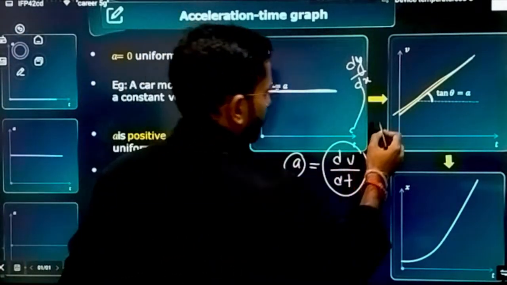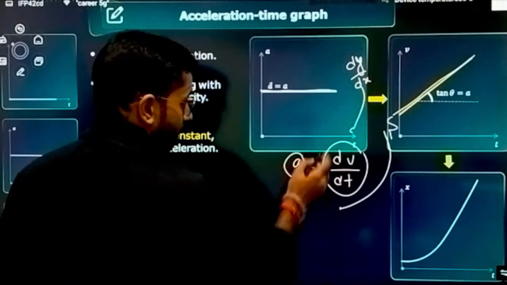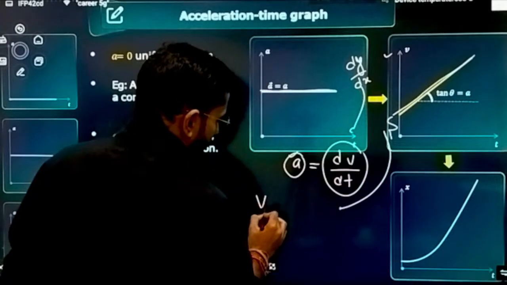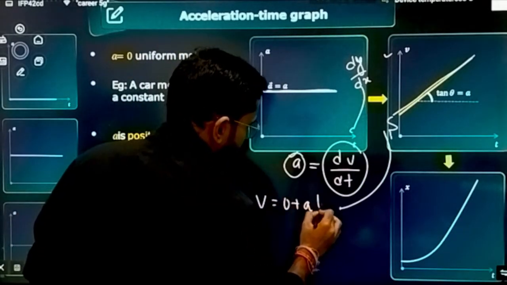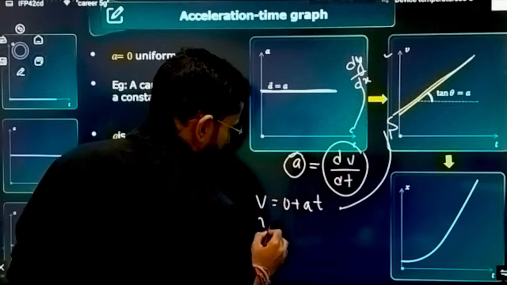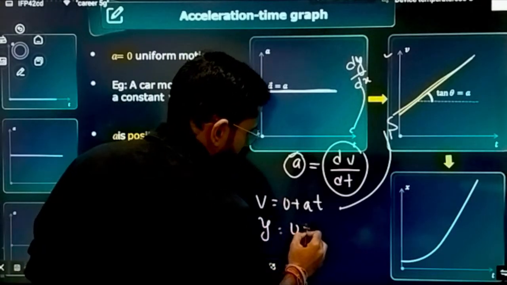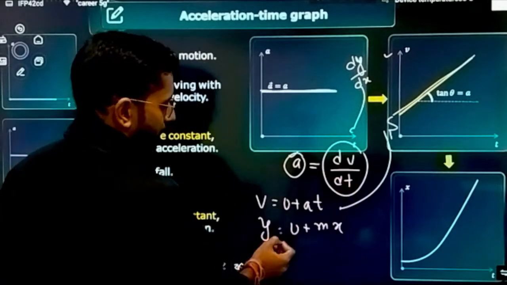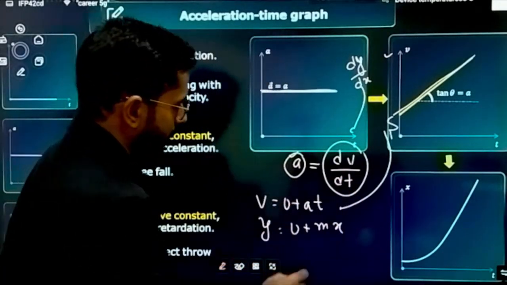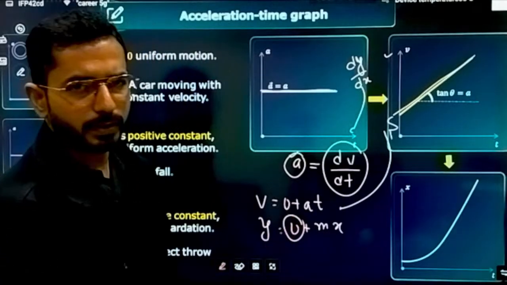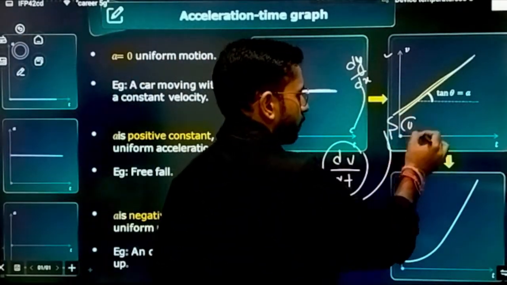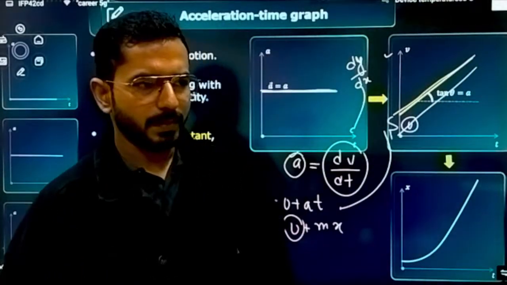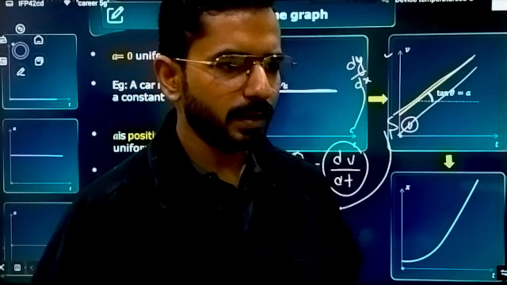And why is this intercept there? If you want to understand that, see the relation between these three quantities: acceleration, velocity, and time. I know that there is a relation v = u + at, and I can say v is the y-axis, u is some intercept, plus acceleration, which is the slope, that means m, and time is x. That means y = mx + c, and this c, if it is positive, will give this kind of curve. This is the intercept, the initial velocity. If initial velocity is 0, this line will pass from here. सब कुछ कर लोगे यार, every single thing you can interpret from there.